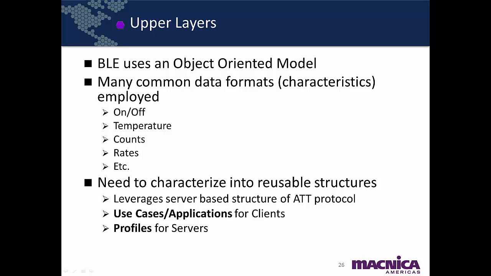This is where the upper layers build upon the server-client attribute protocol we discussed previously. The data we want to collect, like the steps taken, heart rate, or maybe the ambient temperature, will be defined as the characteristics in a profile of a server.